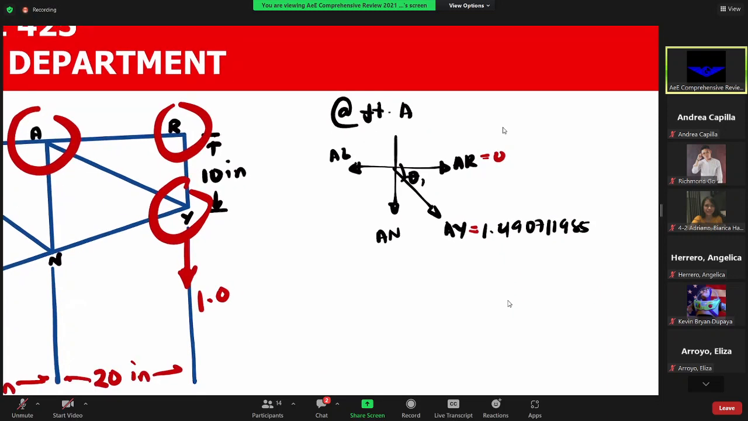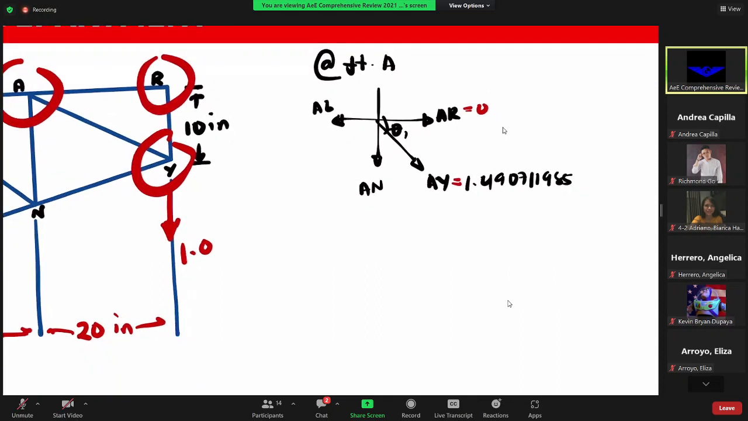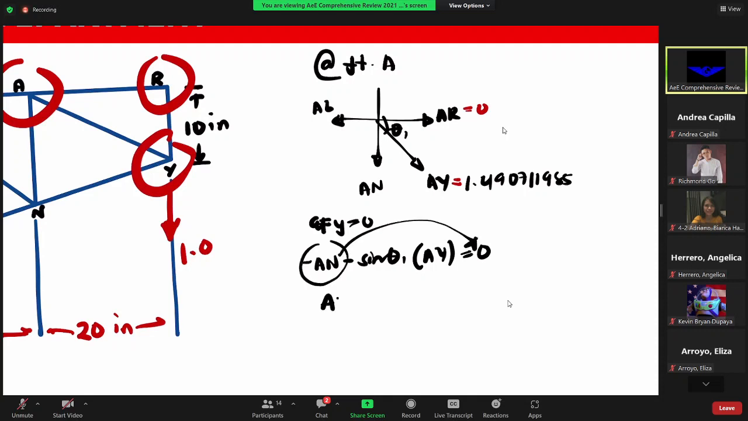AY is nakuha natin. This one, 1.49. So, therefore, no, summation forces Y, makukuha natin yung AN. Summation forces X, makukuha natin yung ating AL. So, summation forces Y is equal to 0. Negative AN minus sine theta sub 1 AY is equal to 0. Lipat natin sa kabila. Therefore, AN is equal to, no? So, sine theta sub 1, that is your store B, times the AY na 1.490711985. So, that is negative 2/3. Okay?